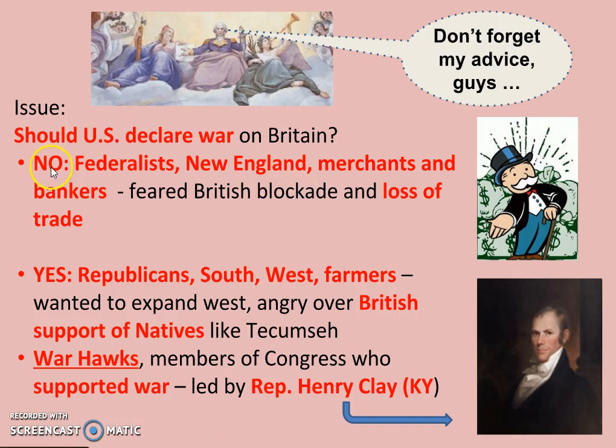Now, first of all, you have the group that says no. These are the Federalists. Remember, they like Britain. So the Federalists, New England merchants, and bankers are afraid that the first thing the British are going to do is come over and set up a blockade, and they're going to lose trade. It's going to cost them a lot of money.